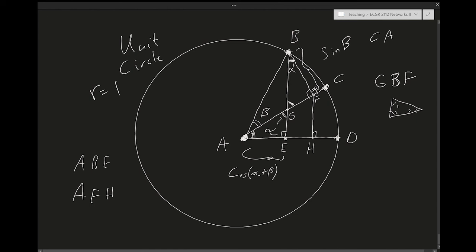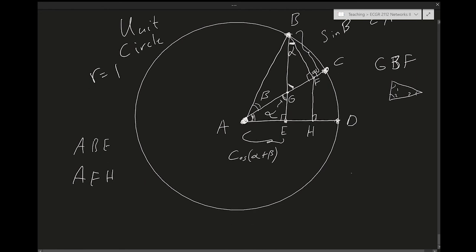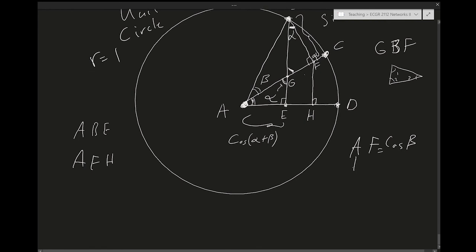Right. Now what I can do is project AB into AF, and so what does that mean? That means AF is going to be cosine beta, right? And then I can project AF into AH. That means the whole AH is going to be, again, what's the projection? The angle is alpha, so it's going to be cosine beta cosine alpha. So this whole thing is going to be cosine beta cosine alpha. Okay.